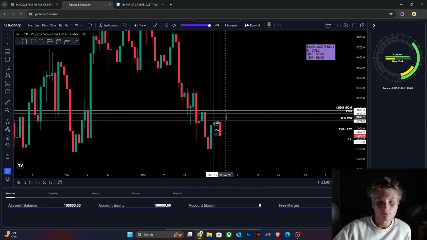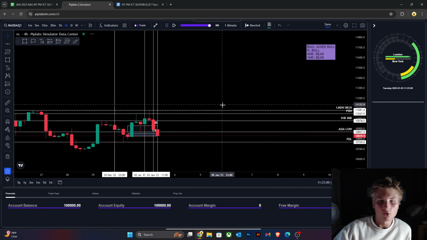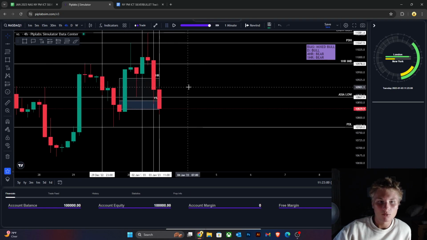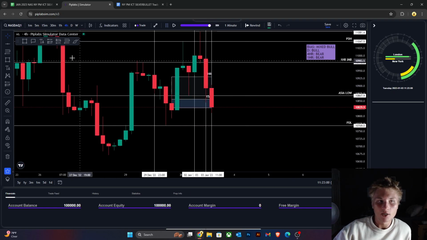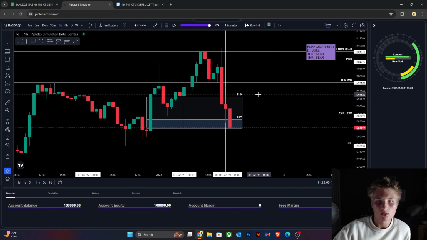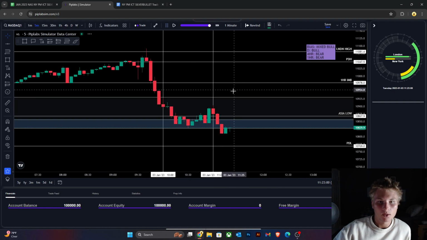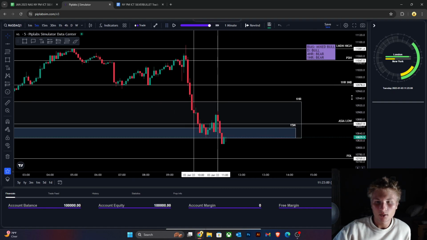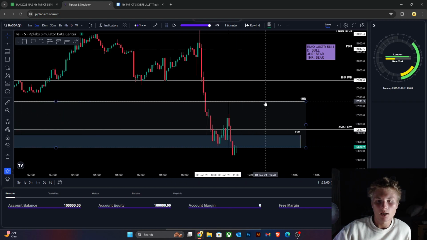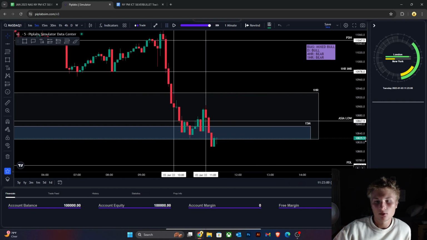But looking at the 4 hour here, break of structure to the downside could make tomorrow more bearish. And the 1 hour here, break of structure downside. Did we grab some type of liquidity?